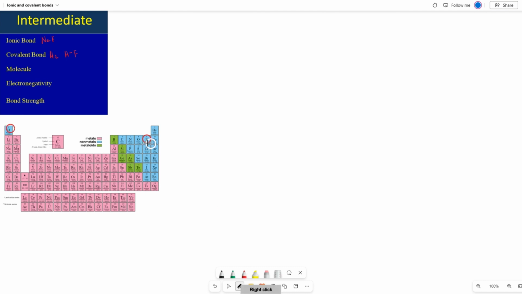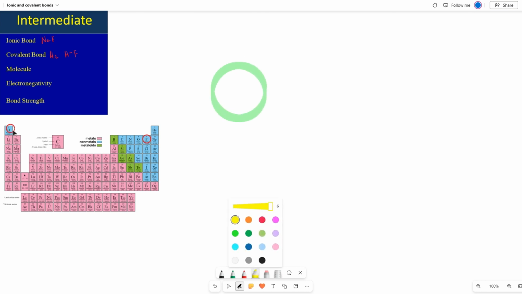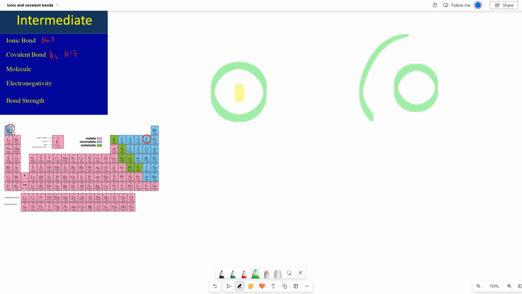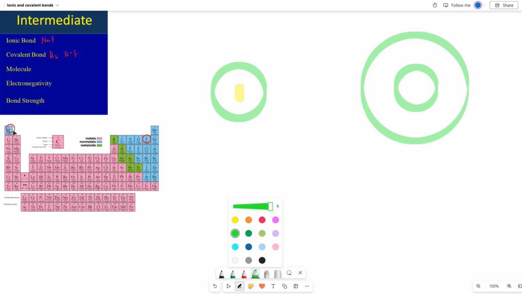For the example of our polar covalent bond, we're going to take a look at fluorine and hydrogen. Fluorine is going to have a higher electronegativity than hydrogen, but it's not going to be high enough to just pull hydrogen's electron completely away from it. So they're still going to have their orbitals overlap and share electrons. Again, fluorine has 2 energy levels, whereas hydrogen only has 1. And fluorine has 9 protons and electrons, and hydrogen only has 1.